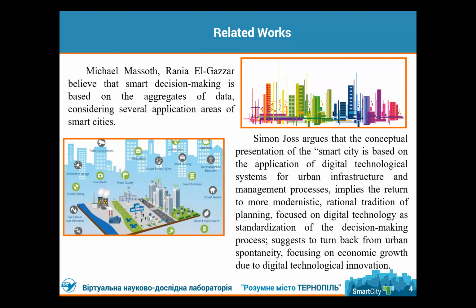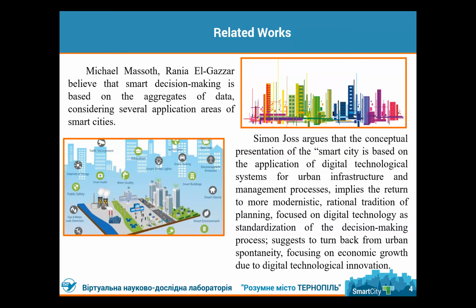Simon Joss argues that the conceptual presentation of the smart city is based on the application of digital technological systems for urban infrastructure and management processes. It implies a return to the more modernistic, rational tradition of planning, focused on digital technology as standardization of the decision-making processes, and suggests turning back from urban spontaneity, focusing on economic growth due to digital technological innovation.